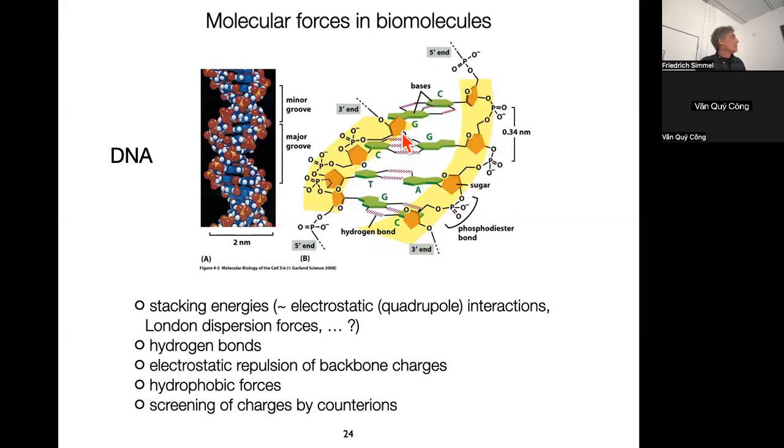Then there are hydrogen bonds here that you can see. These things tend to be hydrophobic. Therefore, there's a contribution of the hydrophobic effect in putting the bases inside of the helix, and they interact with neighboring bases via van der Waals forces, including induced dipole-dipole interactions and so on.